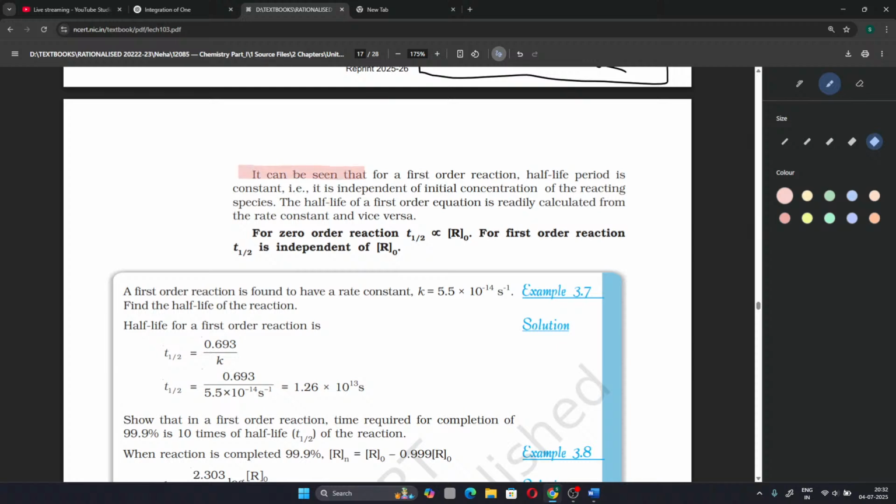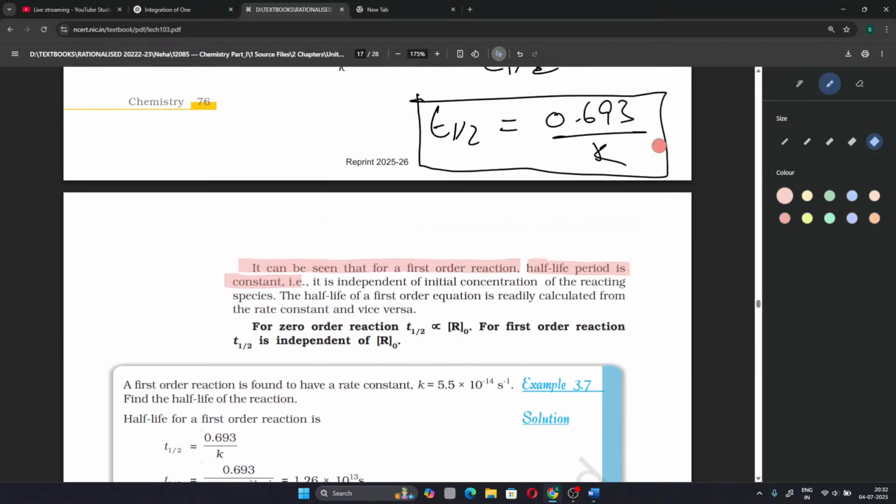It can be seen that for a first order reaction, the half period is constant. That is, we do not see the concentration terms. So for a first order reaction, it doesn't depend on the concentration itself, but it is inversely proportional to the rate constant. The higher the rate constant, the lower the time taken to reach the half concentration, independent of the initial concentration of the reacting species. The half-life for a first order reaction is readily calculated from the rate constant and vice versa.